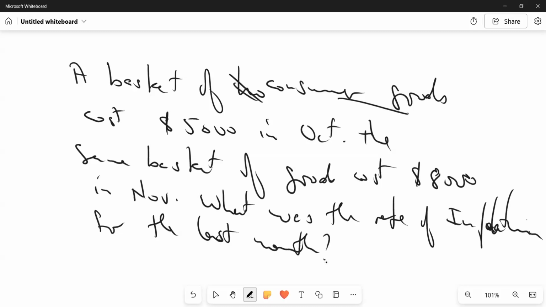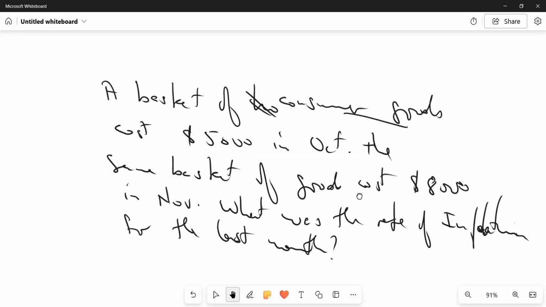Right? Simple. So normally that's what they do. They take 1 pound sugar, 1 pound flour, maybe 1 pound rice. They take certain essential goods that everybody would buy every month, and they see how much it costs. Let's say it costs $5,000, and the next month that same set of goods costs $8,000, right? So what do we do now?